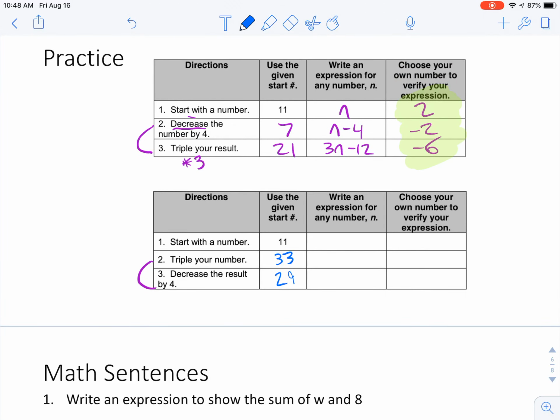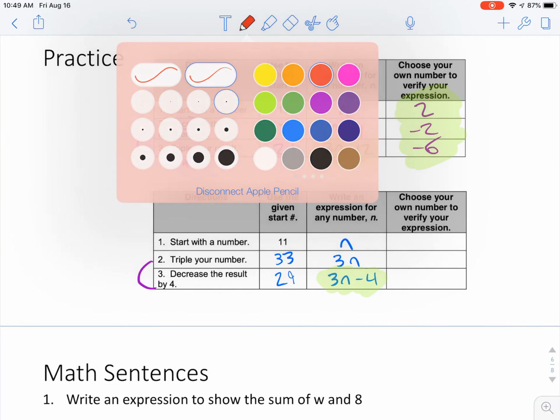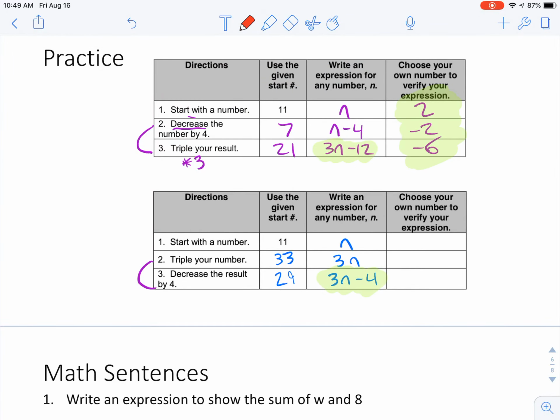Now we're going to do this for n. We're going to have n, we're going to triple it to make it 3n, and then we're going to subtract 4 to get 3n minus 4. And you see that it's a little bit different than it was before. And again, we could pick whatever number we want, plug it in, and do a third column example here. So we're going to plug in 2 again. I'm just picking 2 for fun. Tripling it to get 6, subtracting 4 to get back to 2.